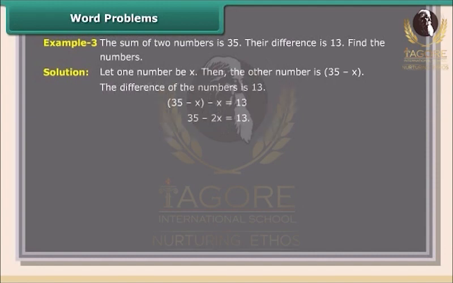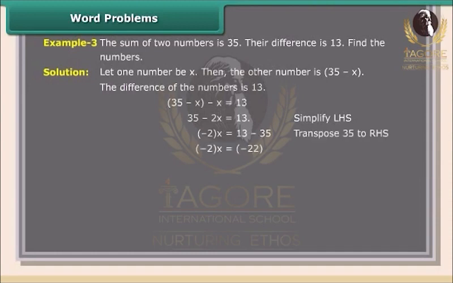x minus (35 minus x) is equal to 13, so 2x minus 35 is equal to 13. Simplify LHS. Transpose 35 to RHS: 2x is equal to 13 plus 35, which is 48. Simplify RHS. Transpose 2 to RHS: x is equal to 24.